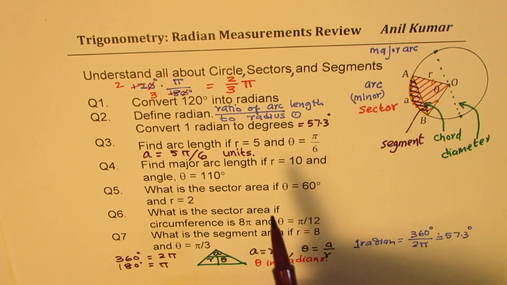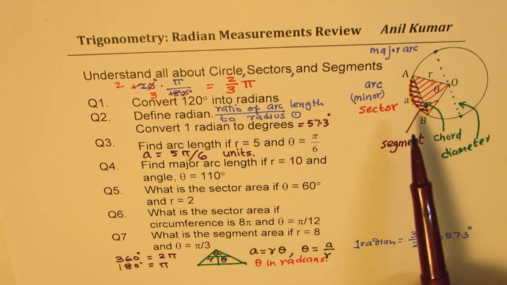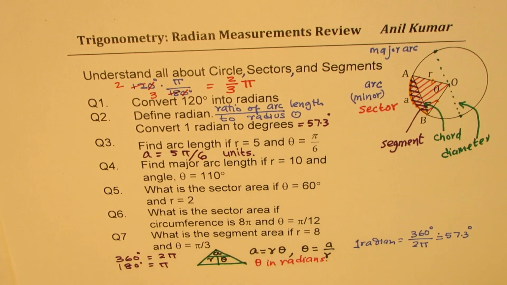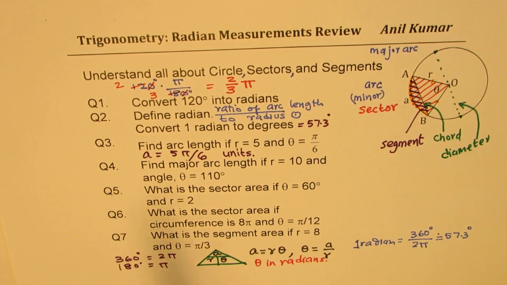As you see, it will have the same units as that of the radius. Perfect. Question 4. Find major arc length if r equals 10 and angle theta is 110 degrees.